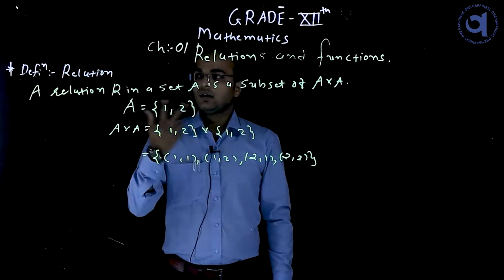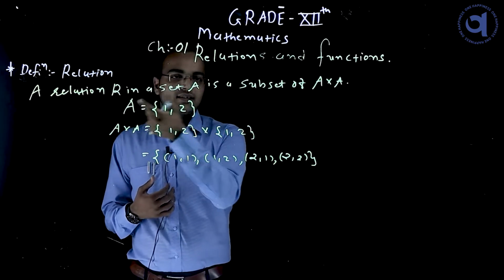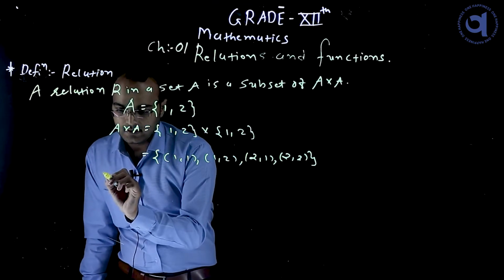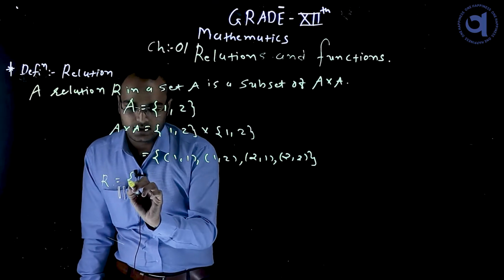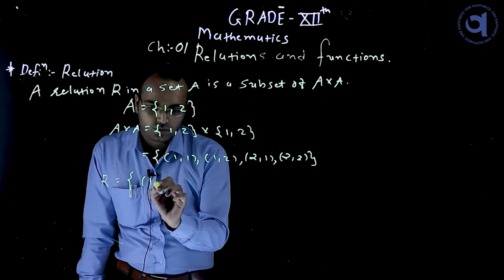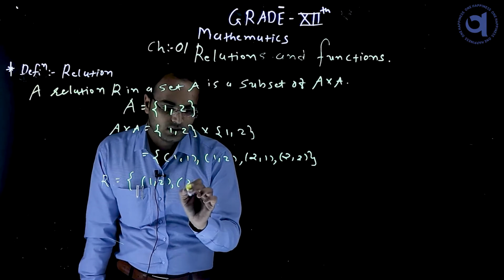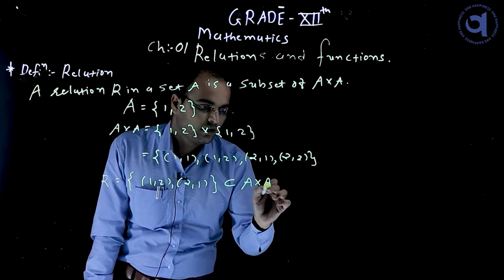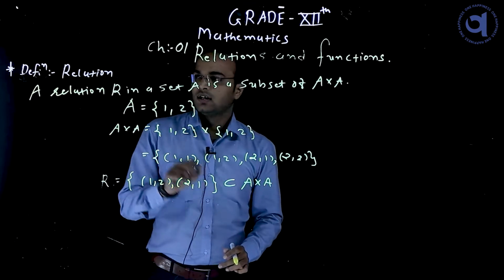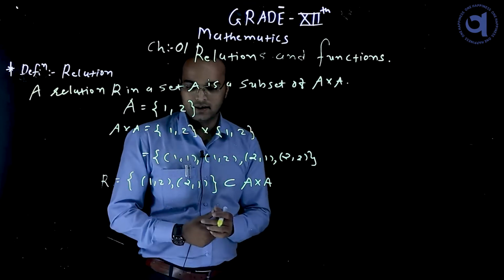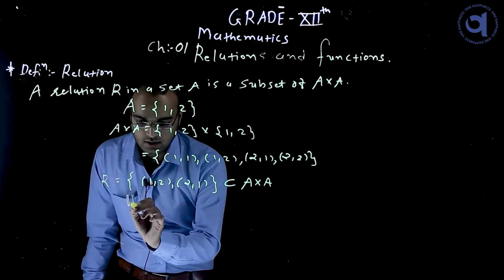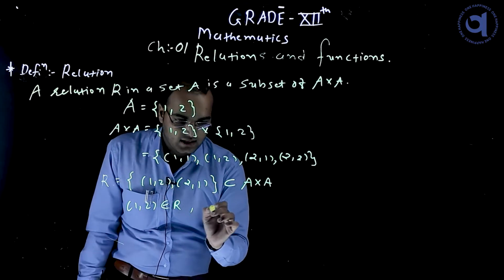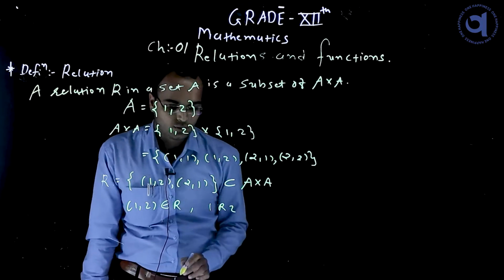Now see the definition. Any subset of A cross A is called a relation. Suppose I consider a set R = {(1, 2), (2, 1)}. It is a subset of A cross A, and by definition this is a relation on set A. That means we can write (1, 2) belongs to R, and we can also say 1 is related to 2.